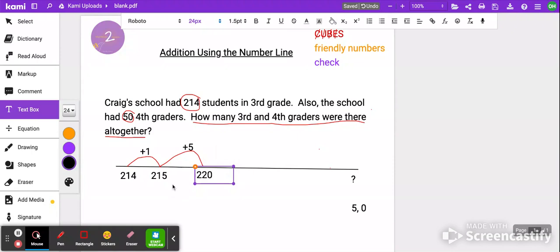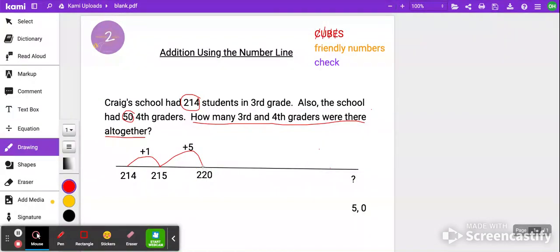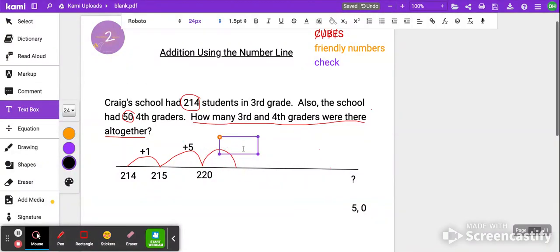The reason I know that is because I can count by fives. I can say 5, 10, 15, 20. And so since this was 215, we're now up to 220. Again, the purpose is to try to get 50 up here that we're adding on so we can figure out what our total would be. So let's go ahead and add 5 more. So if I add 5 more, I am now at 225. So I'll go ahead and put 225 here.